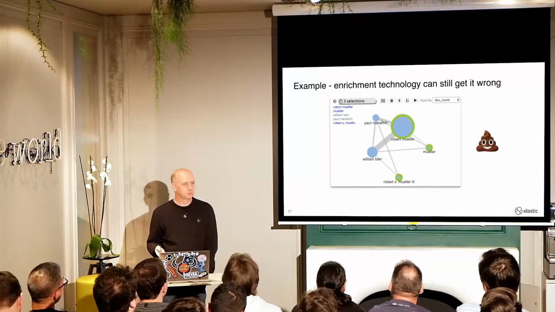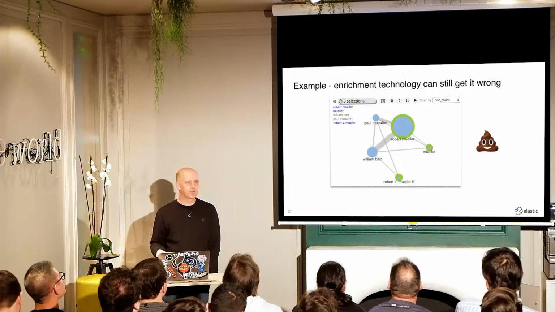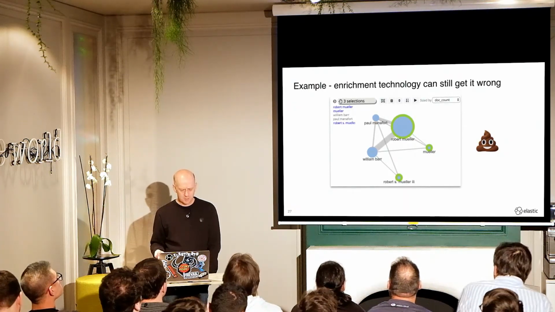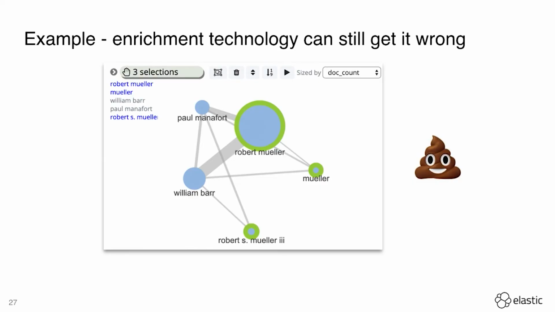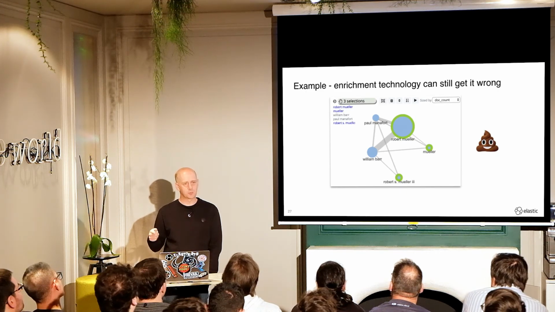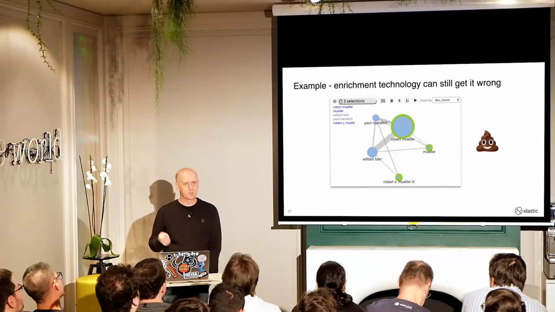This is an example from the Mueller report. It was fed through a named entity recognition tool. And yes, we've got people like Paul Manafort and Bill Barr, but we've got three different concepts for Robert Mueller. We've got Robert Mueller, and Robert S. Mueller III. So the technology thought of these as three different people. It wasn't able to join them up. That's where the technology fails us.